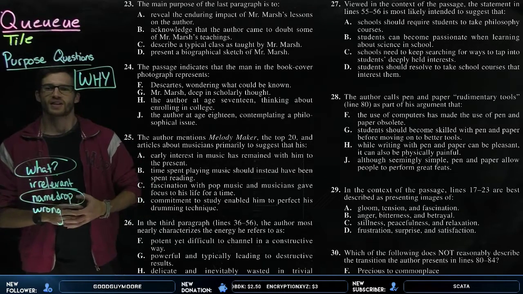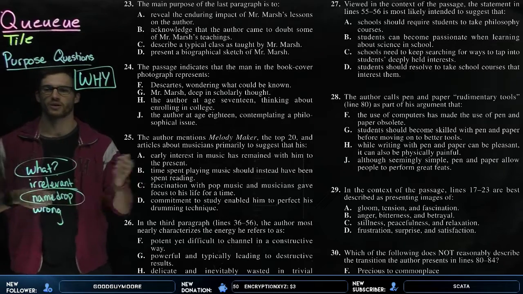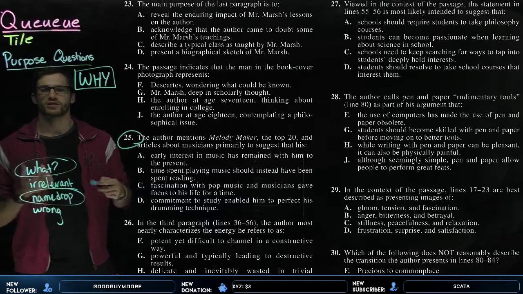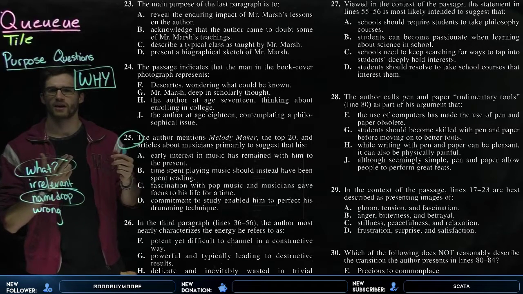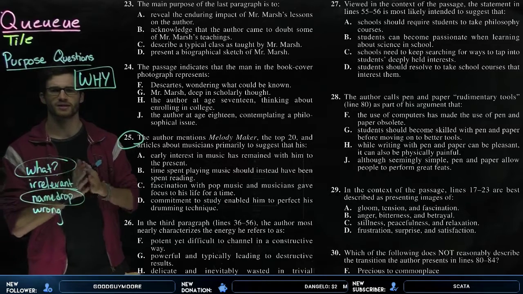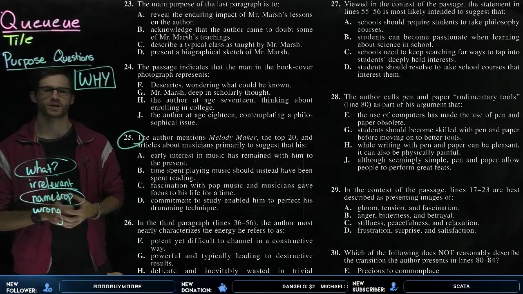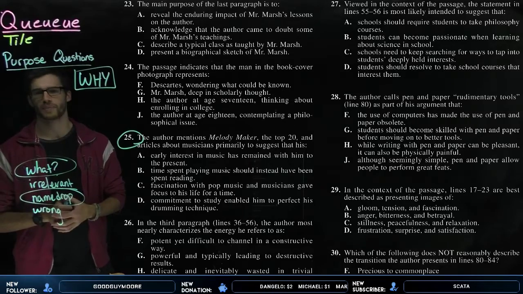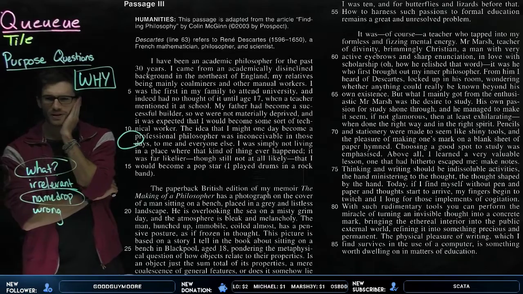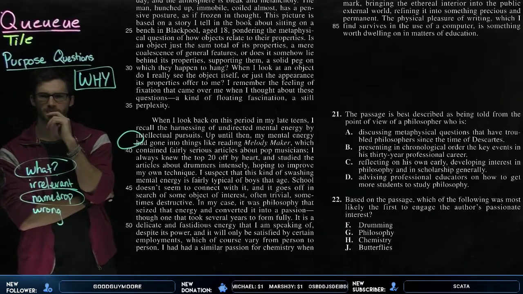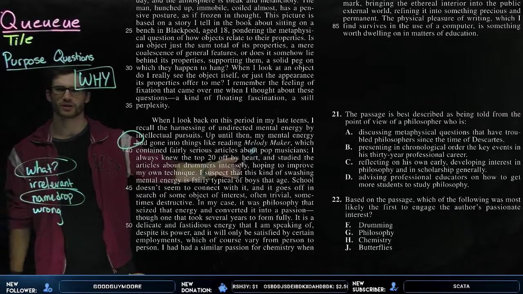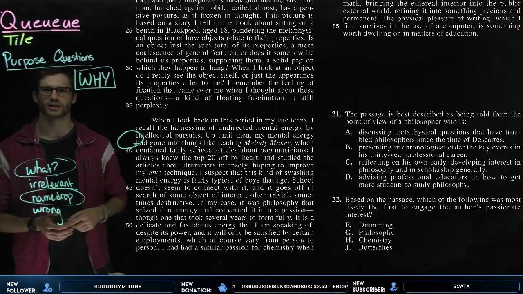Okay. The author mentions. Sorry, we are doing number 25. The author mentions Melody Maker, the top 20, and articles about musicians, primarily to suggest that his something. Okay. So, Brennan, let's hop back up to the passage. We have to look at the paragraph at the bottom. So this is where we are. We have Melody Maker here and some other stuff. So let's just read at the beginning of the paragraph.